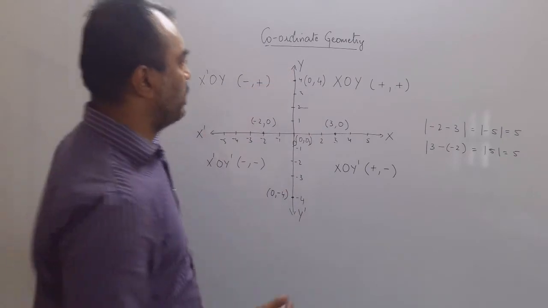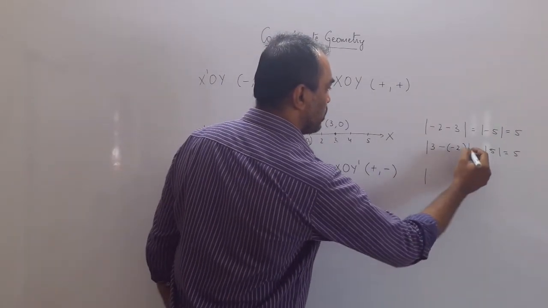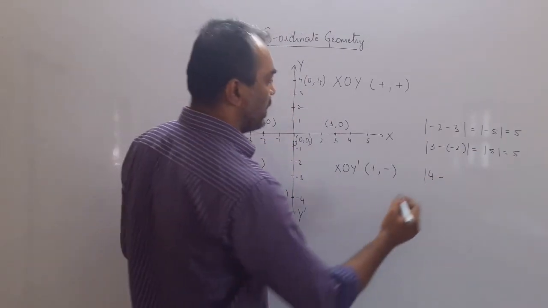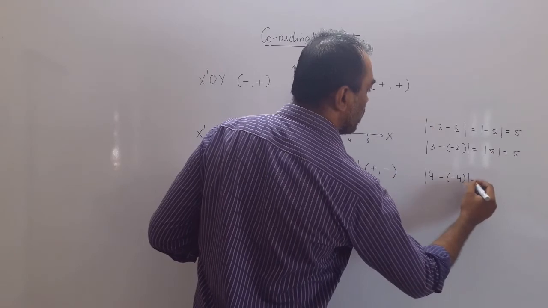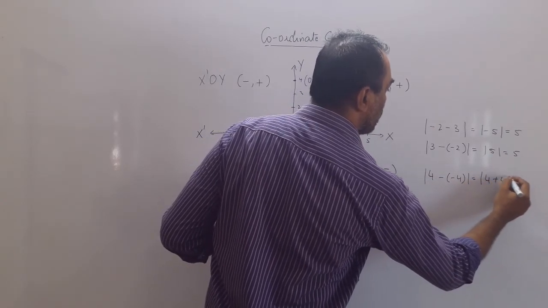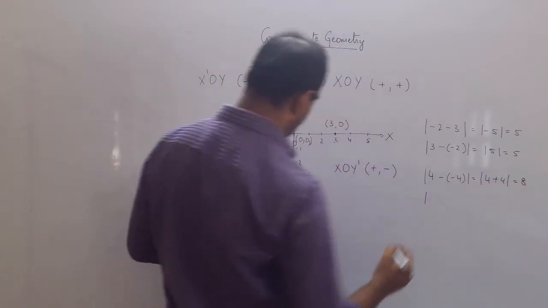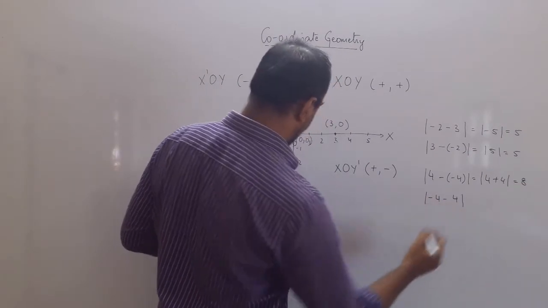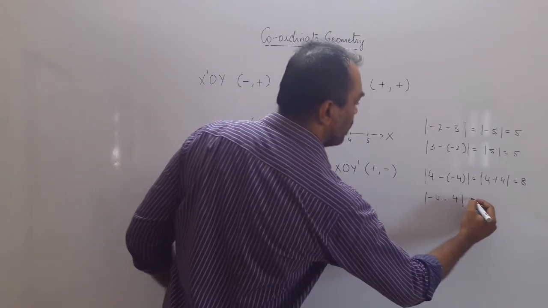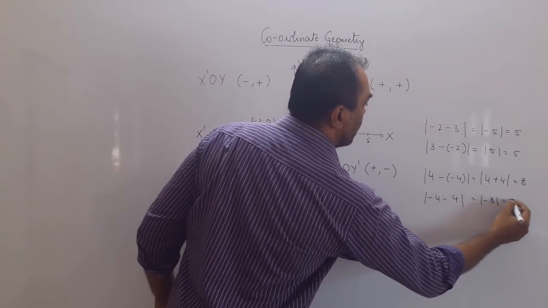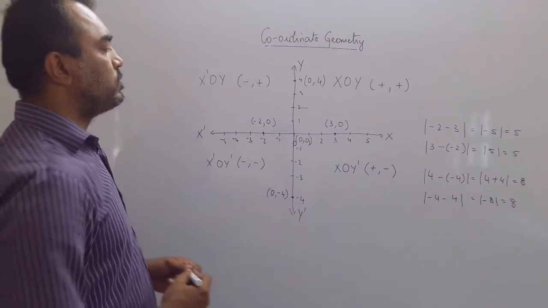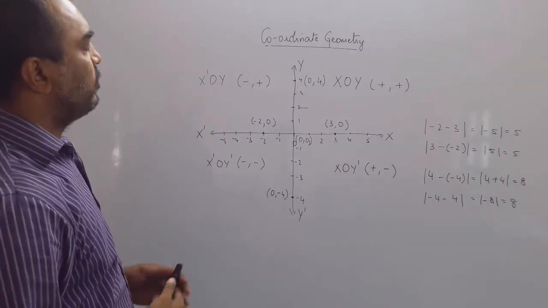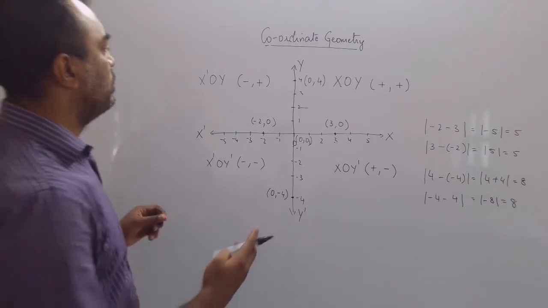Now let us see the y-coordinate. Same. 4 minus minus 4 equals 4 plus 4 equals 8. Or if you want to subtract this from this, then minus 4 minus 4 equals minus 8. That also gives me 8. So when it is on the same axis, yes, we can find the distance. Now I will give you one more example.